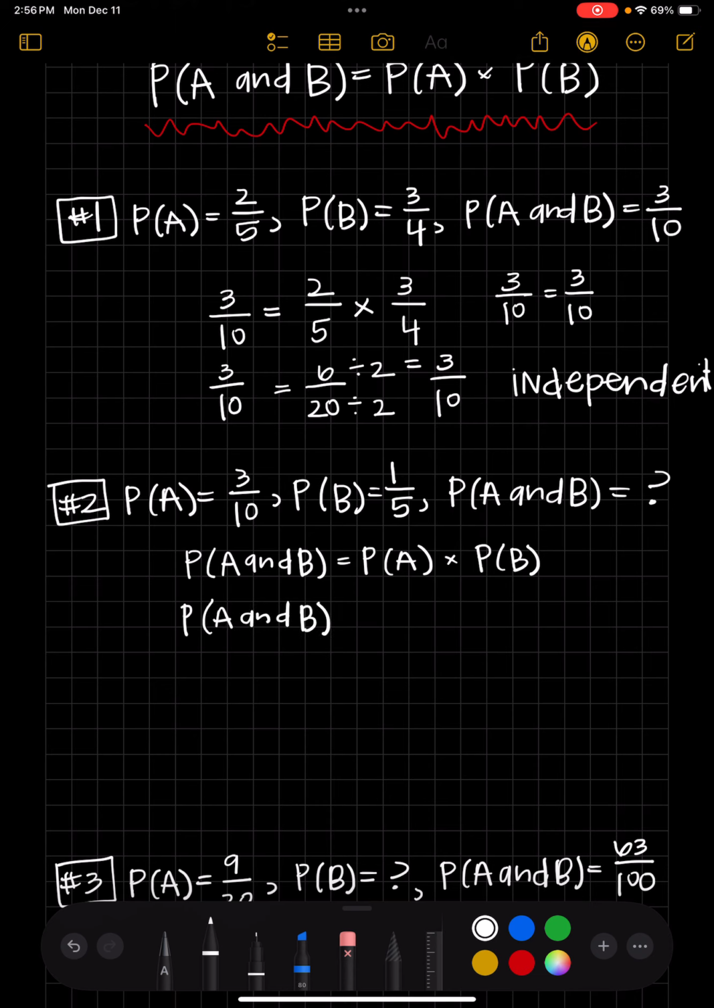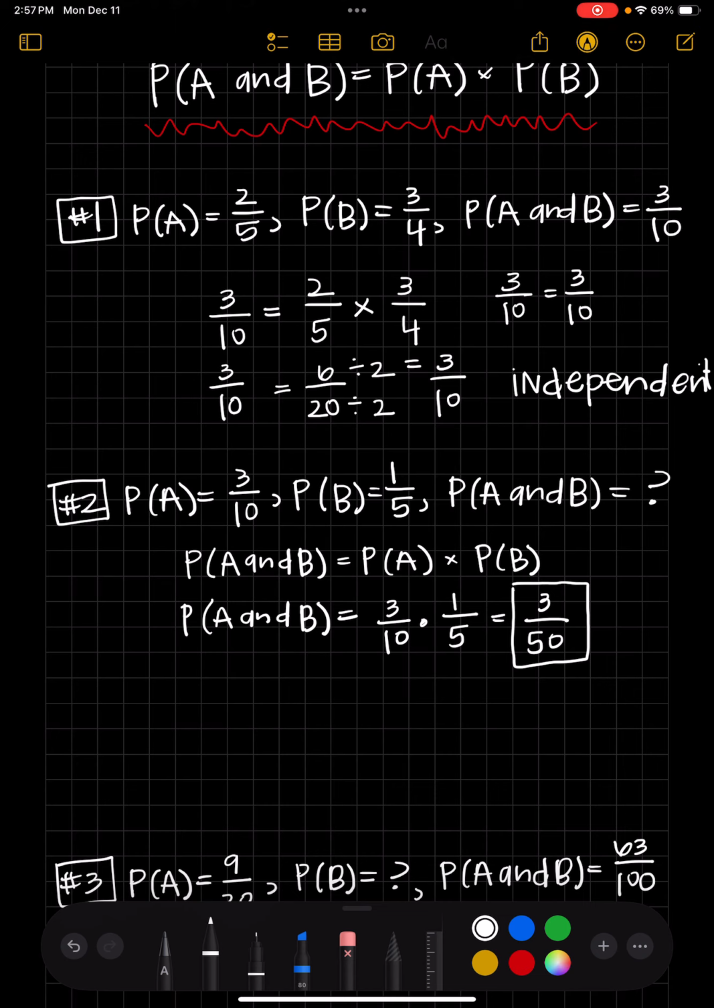So I'm going to leave the probability of A and B right here, but I'm going to replace the probability of A with what I know it is, which is 3/10. And then I'm going to replace the probability of B with 1/5. So to find the probability of A and B, all I have to do is multiply the fractions. So 3/10 times 1/5, when I multiply fractions, I multiply top, top, bottom, bottom. So 3 times 1 is 3. 10 times 5 is 50. 3/50ths can't be simplified, and so my final answer is 3/50ths, meaning that the probability of A and B is 3/50ths.